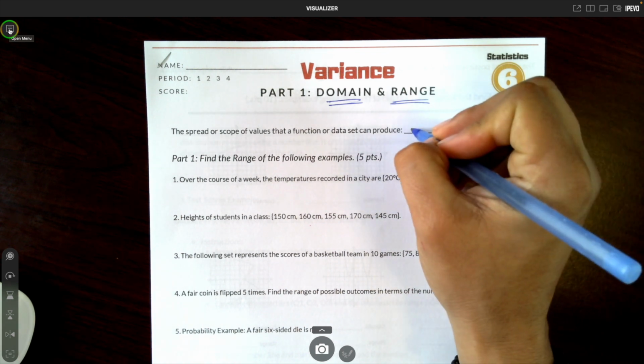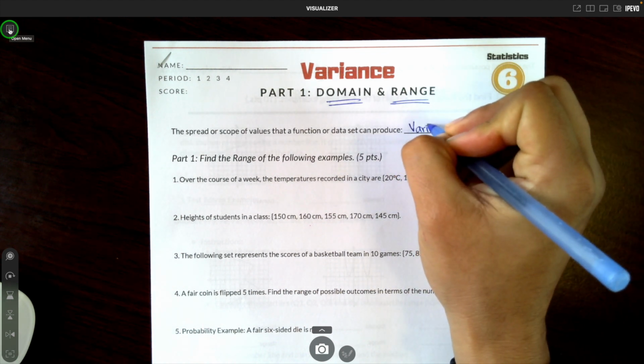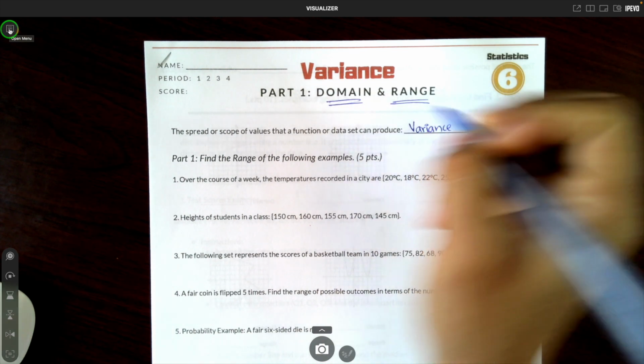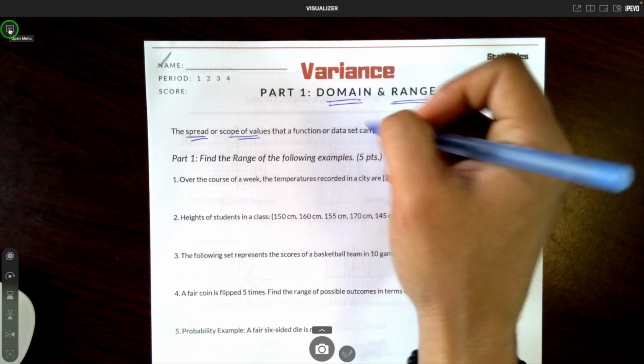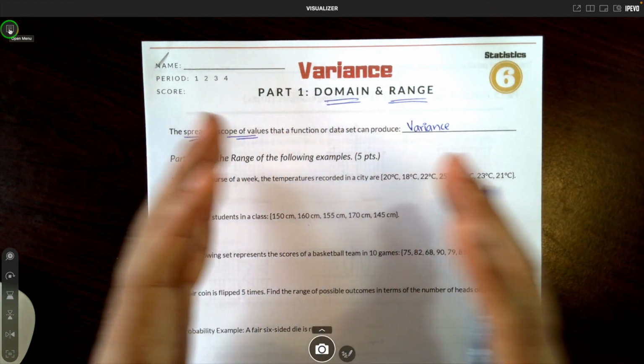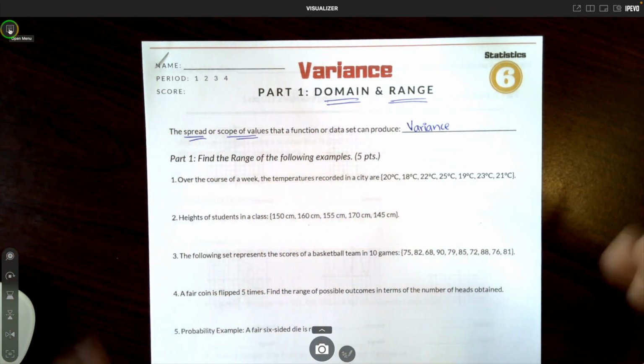So variance is the spread or scope of values that a function or data set can produce. Basically, again, how wide it is.